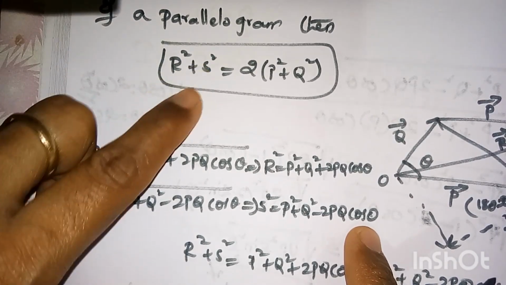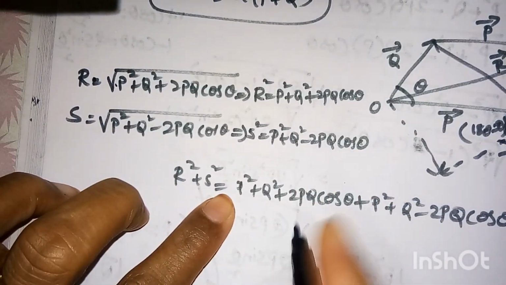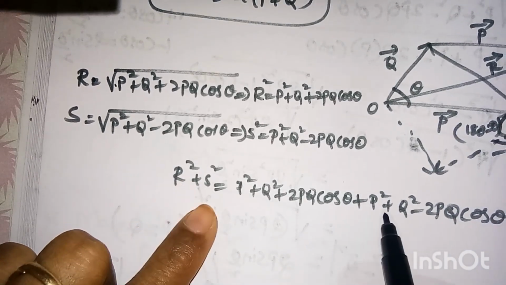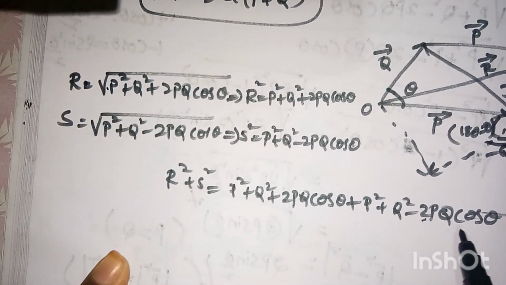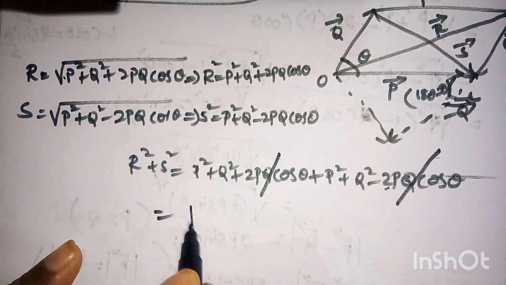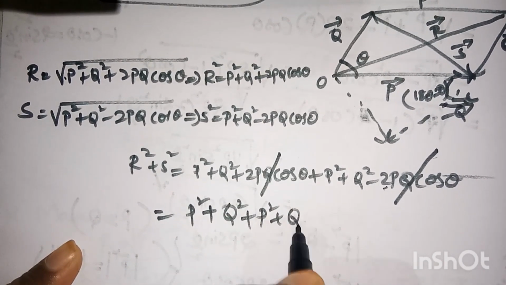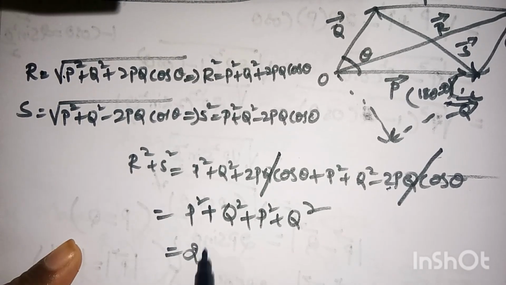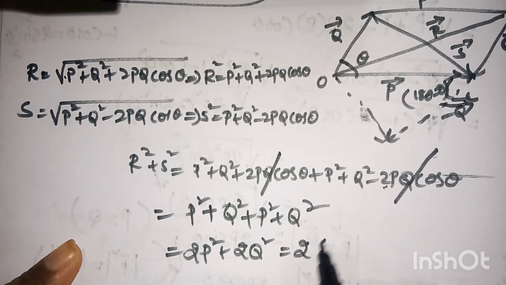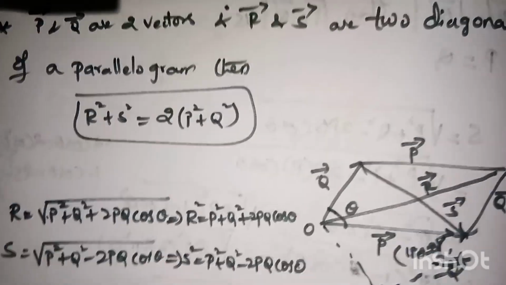R square plus S square means we take the sum of these two terms. R square is P square plus Q square plus 2PQ cos theta, plus S square, which is P square plus Q square minus 2PQ cos theta. The 2PQ cos theta terms cancel, leaving P square plus Q square plus P square plus Q square. P square plus P square is 2P square, and Q square plus Q square is 2Q square. Taking 2 common, we get 2 into P square plus Q square. So this is the answer.